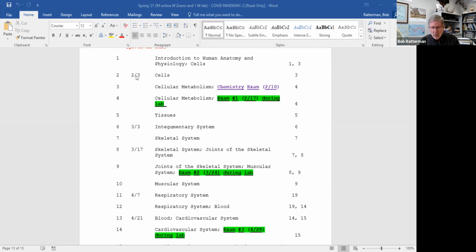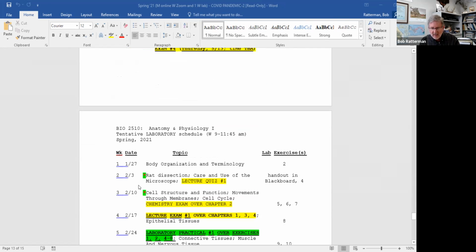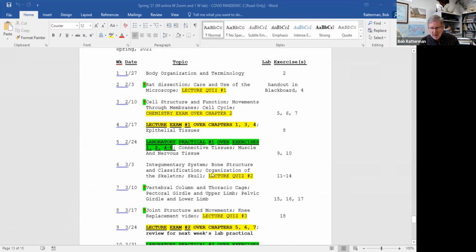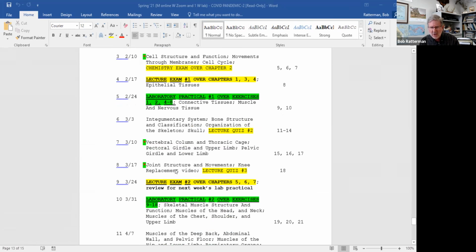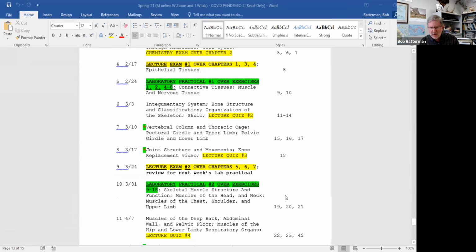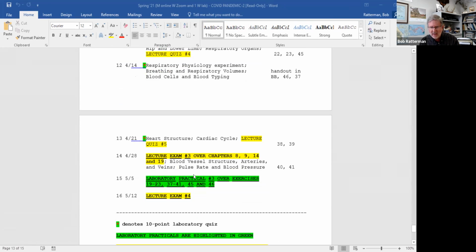Those lecture quiz dates I have on the lab schedule as the yellow highlighted areas. So we had one last week. Here's lecture quiz 1 on the 3rd. We've got our second lecture quiz on the 3rd of March. We've got our third lecture quiz on the 17th of March, and so on and so forth. So there's 5 of those listed. Here's the last one, April 21st. Lecture quiz.